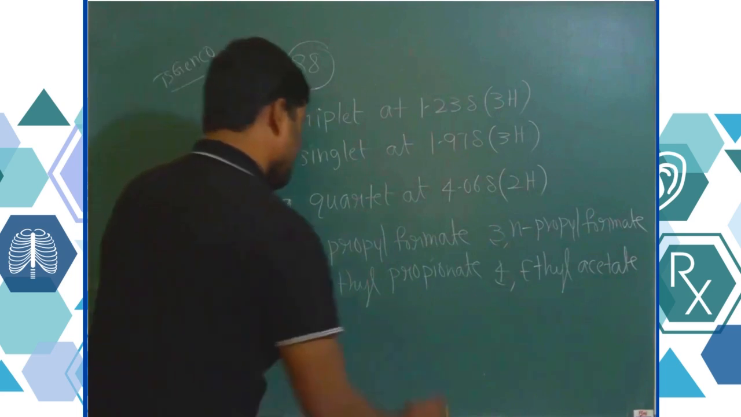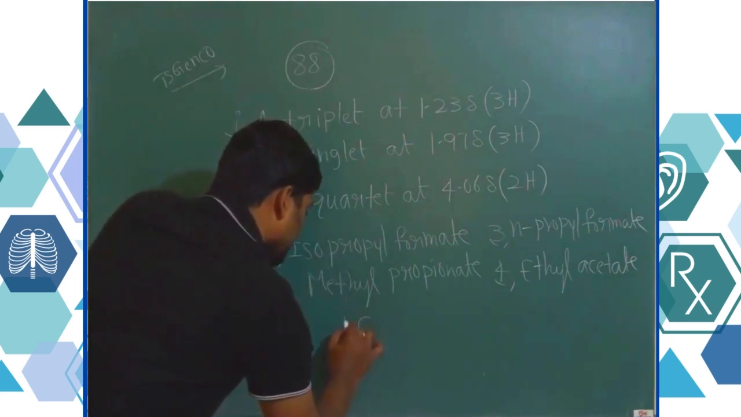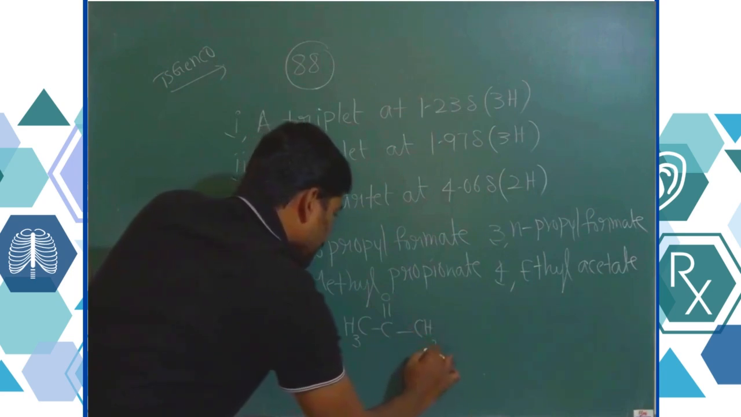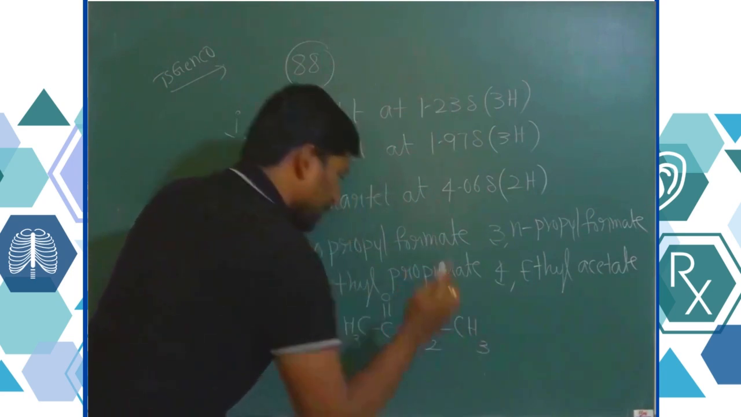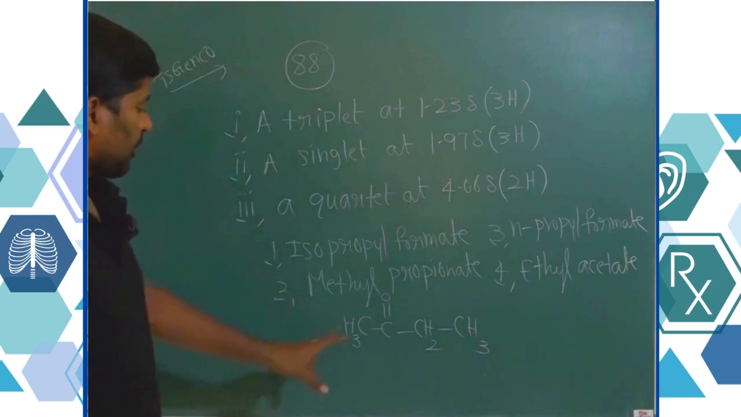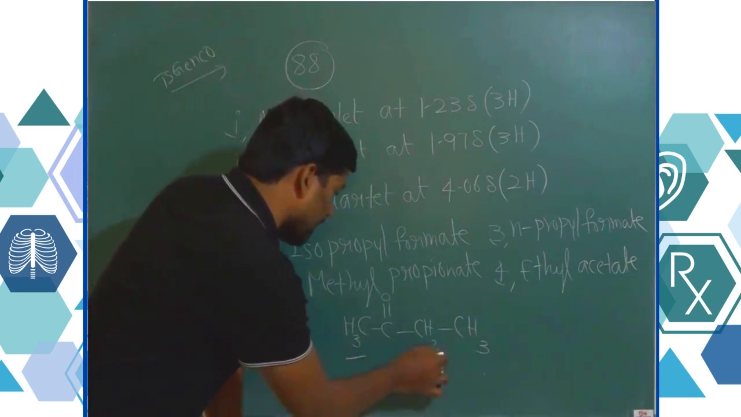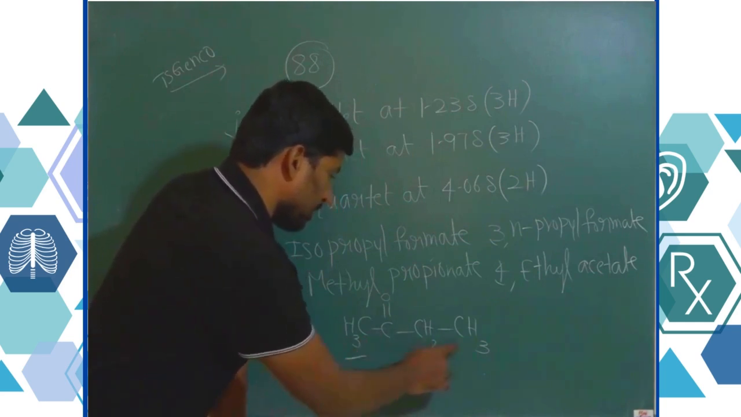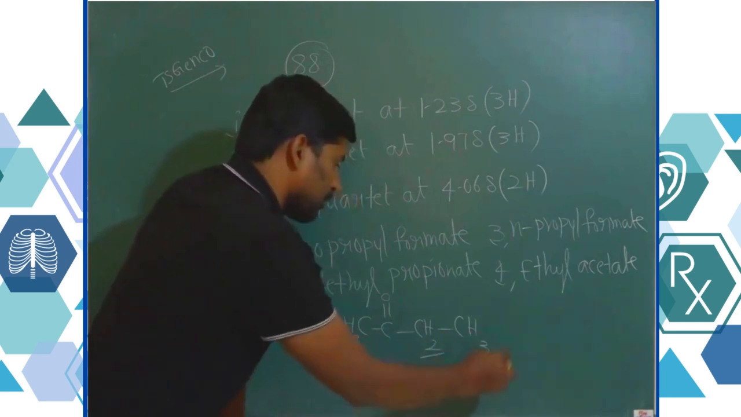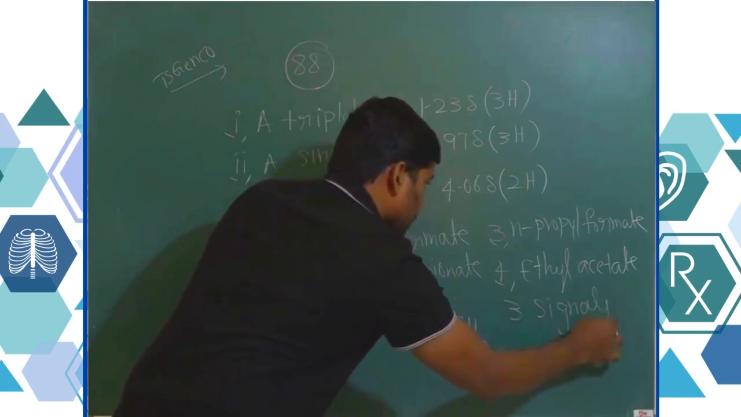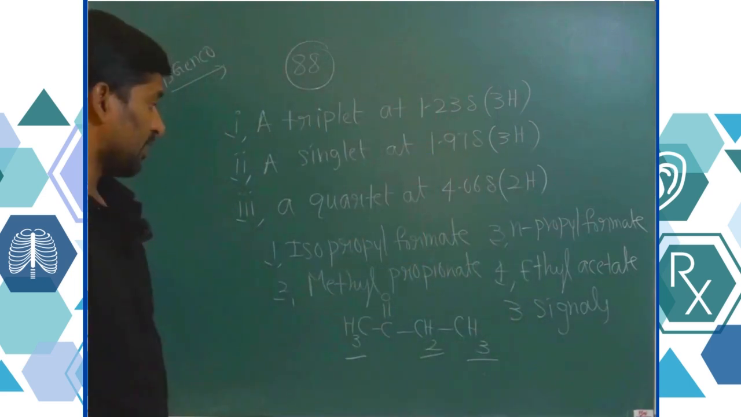So ethyl acetate, for example, if you verify ethyl acetate, that means CH3, C double bond O, CH2, CH3. We have, so how many types of protons we have here? 3 types of protons we have. The bonding connectivity of these protons and these protons are different. So 3 types of protons we have. So how many signals we will get? 3 signals we will get. That is matched. 3 signals matched.